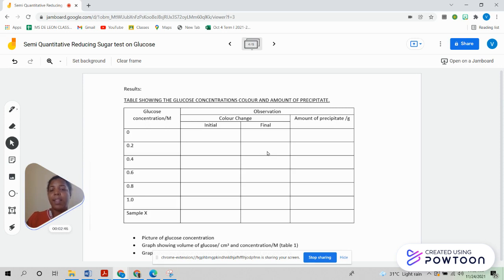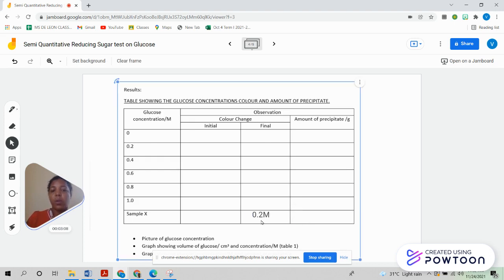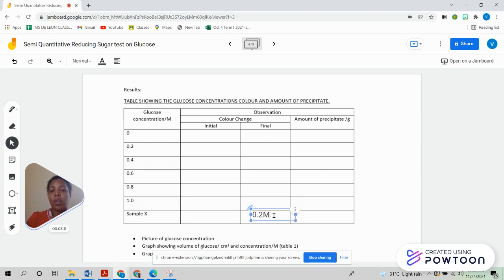Then 0.2 molar would be light orange, and then the intensity would increase as it goes up to 1 molar. Right, so 1 molar is supposed to be the most intense. Sample X was supposed to be 0.2 molar, right? So you look for whatever description you would have for 0.2 molar. So you're going to use the answer for this section here, right?